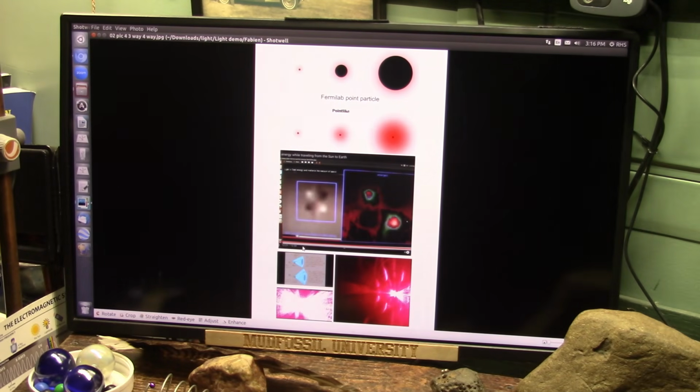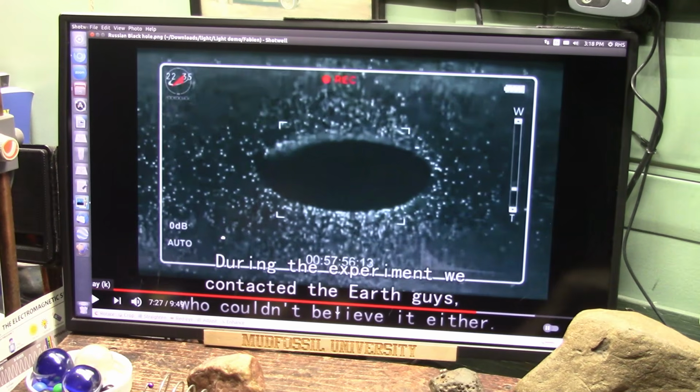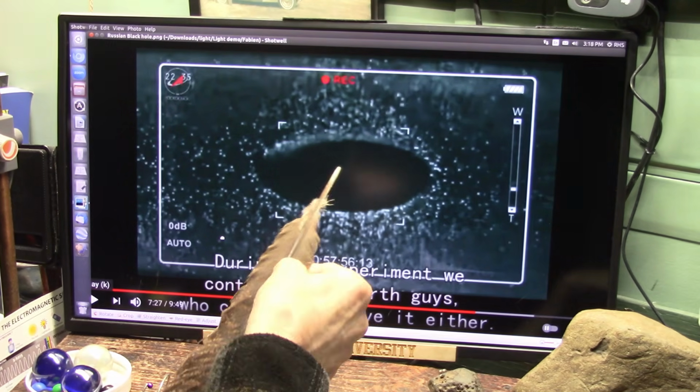So let's talk about gravity. What is gravity? He's going to be screaming about what's gravity. Nobody knows. Well, let's see. Okay, we're going to be talking about gravity, and there it is right there.